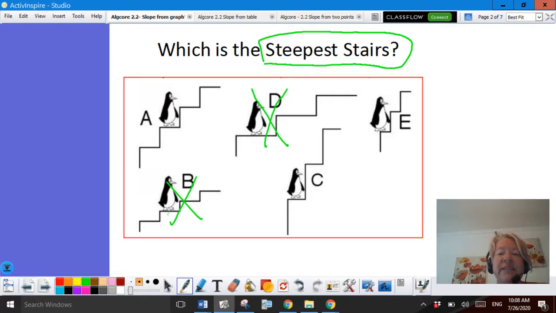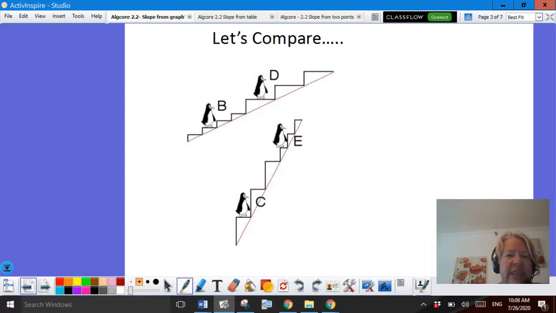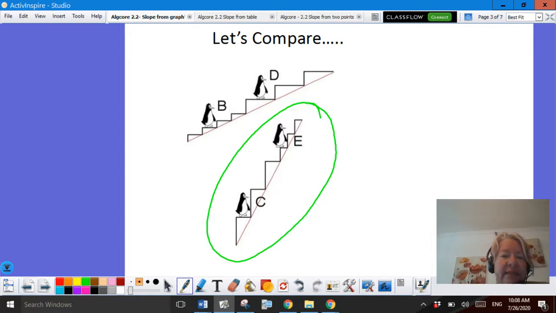So what does steepest mean? Okay, so steepest means the one that is the most vertical or the most up and down, okay? So if I take a look at these, I see that B and D are actually the same, and C and E are actually the same. And this one is the steepest, okay? So C or E, if you guessed those, you were correct. Now, how can this be? How can B and D be the same? And how can C and E be the same?